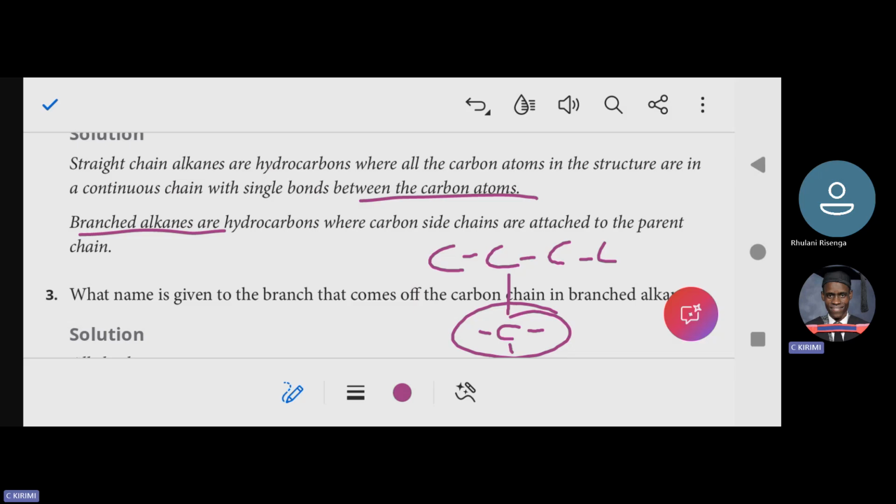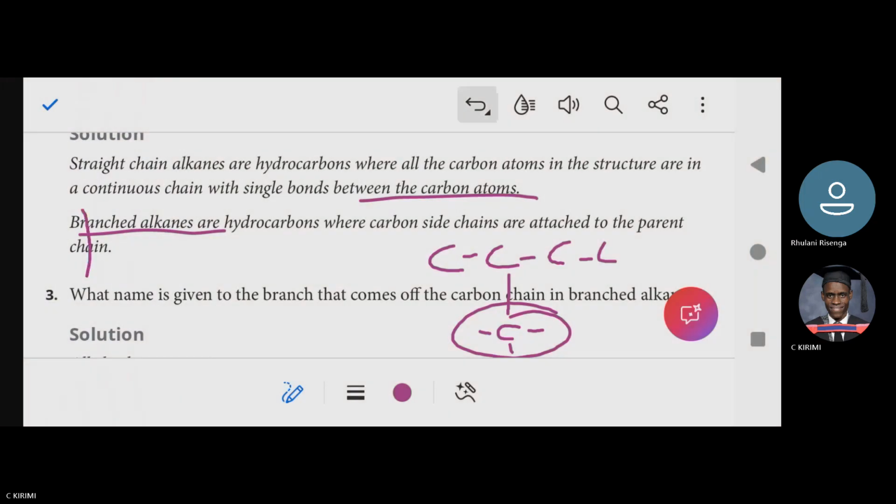But you don't know whether it's an ethyl group or a methyl group. So which general name do you give that branch? What do you call it? The side chain.